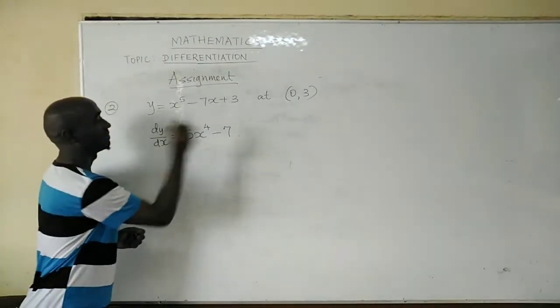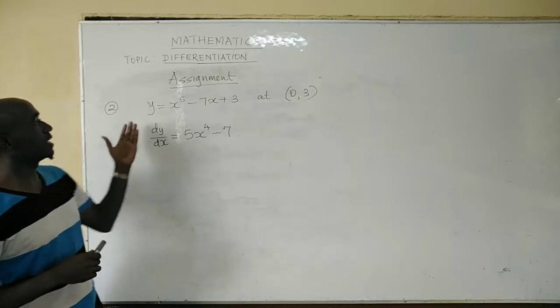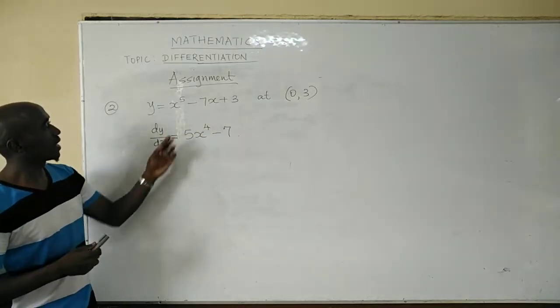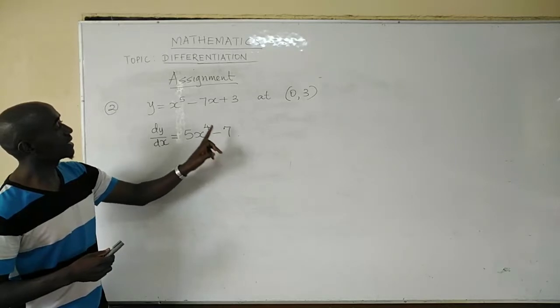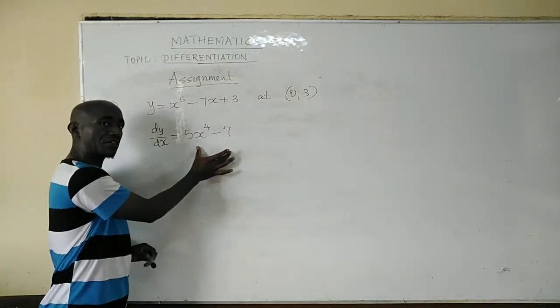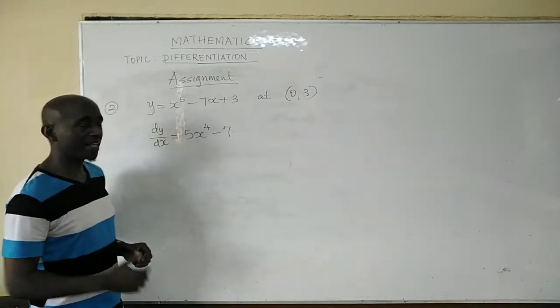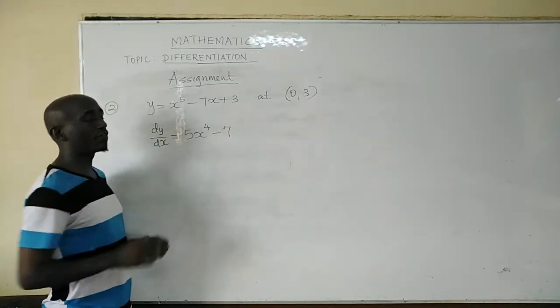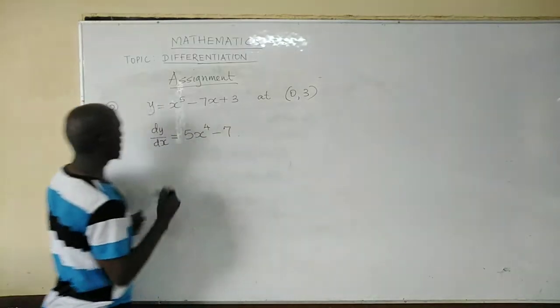And I'm sure by now you know how to find gradient function of any equation. So we have the gradient function here is 5x power 4 minus 7. Now, this is the gradient of the curve. This will give you the gradient of this curve at any point. This is the general gradient of that curve, or the gradient function. Now, at this particular point, what will be the gradient?